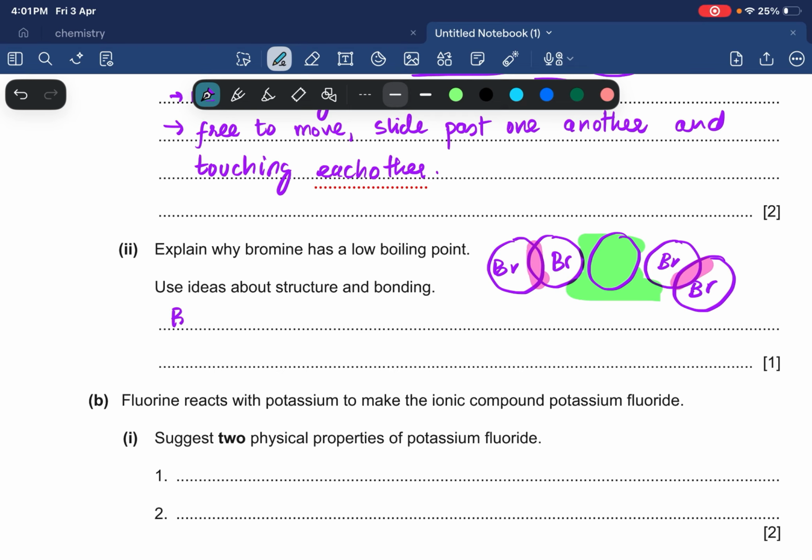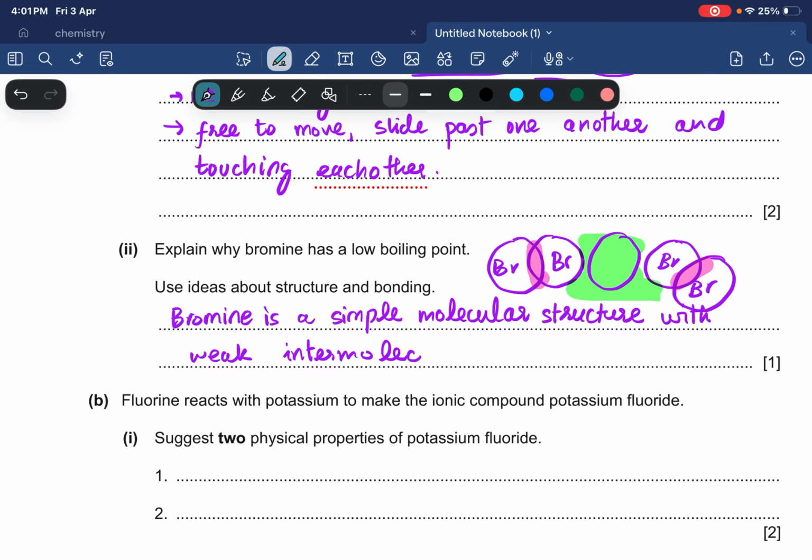So ideas about structure and bonding. We say that bromine is a simple molecular structure. Bromine has a simple molecular structure with weak intermolecular forces of attraction.